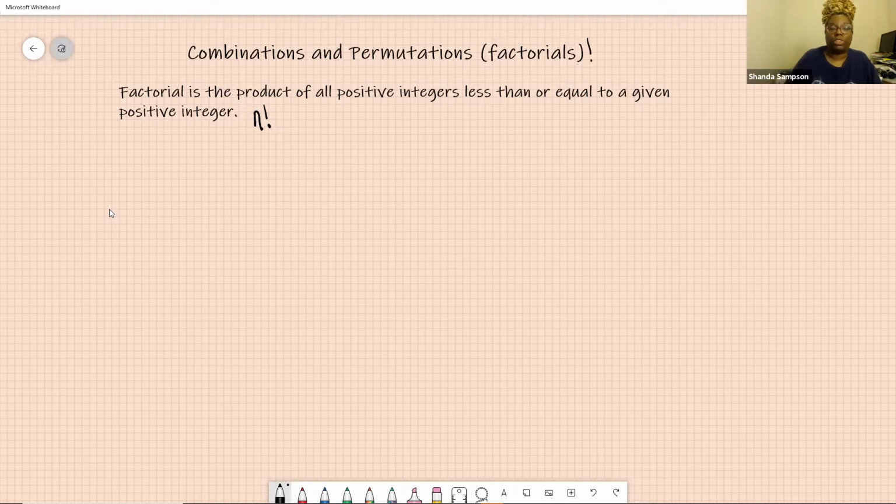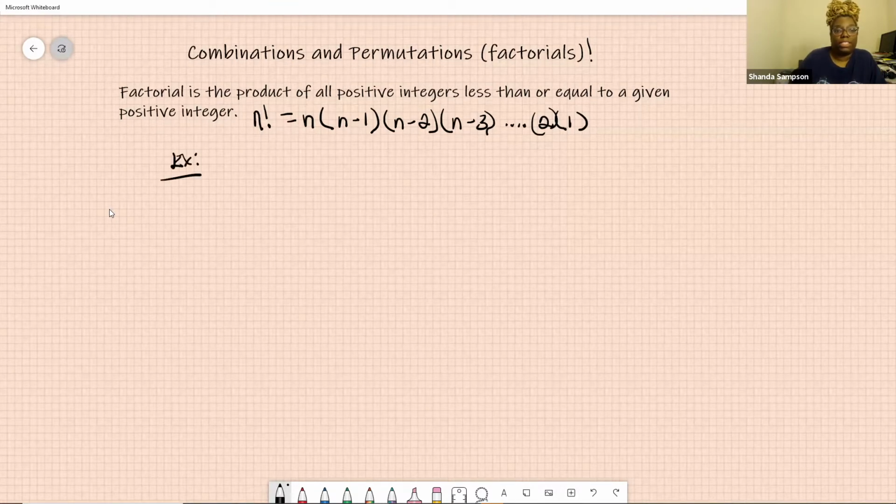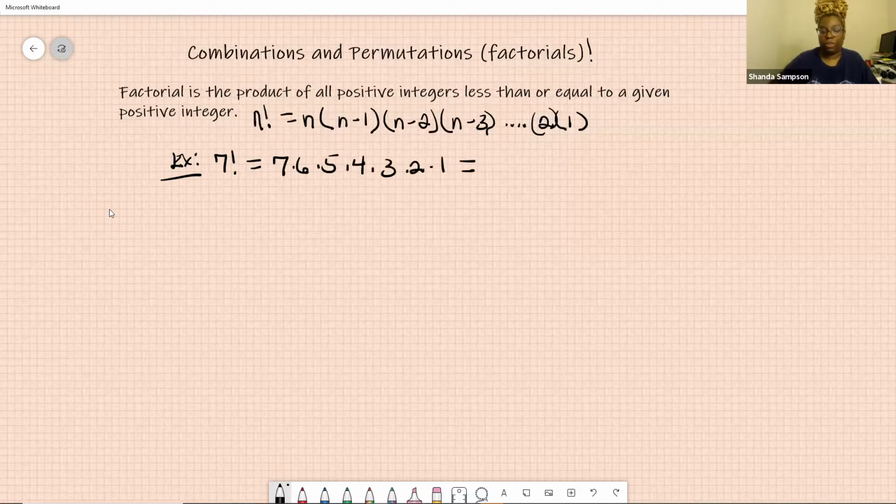So in factorial, some number n factorial is n times n minus 1 times n minus 2 times n minus 3, and then we go all the way down till we get times 2 and then times 1. For example, if we wanted 7 factorial, that's the same thing as 7 times 6 times 5 times 4 times 3 times 2 times 1. That's what a factorial is.